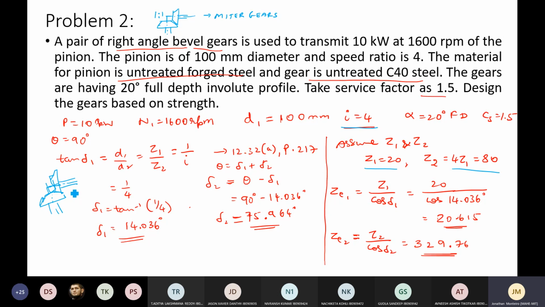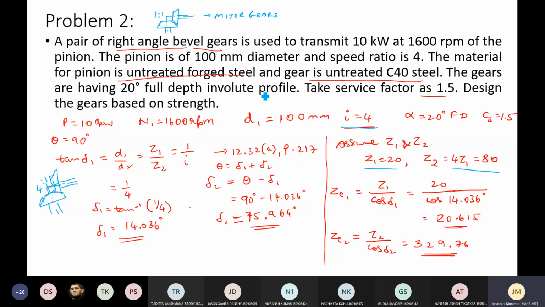This is not a miter gear because the ratio is 4:1. So the driver is rotating 4 times and the driven is rotating only once. Since it is right angle, the formulas also get simplified. You have delta 1, the first pitch angle, around 14 degrees and the next pitch angle around 75 degrees.